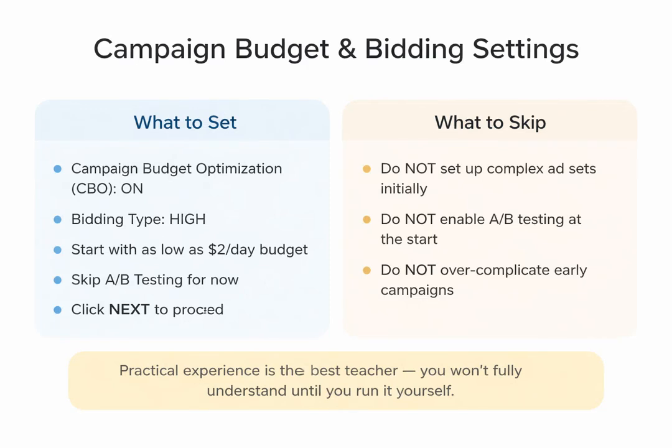Now, let's talk about the budget and bidding settings specifically. The instructor keeps things very lean here. He says you can absolutely work with as little as $2 a day when you're starting out. It doesn't matter much at this stage. What does matter is that you set your bidding type to high every single time. This tells Facebook's algorithm to prioritize getting you the best quality results. He also strongly advises skipping A/B testing when you're just getting started. A/B testing is a powerful tool, but it adds complexity, and at the beginning, you want to focus on understanding the basics first. Once you've configured these settings, just click Next and move on.